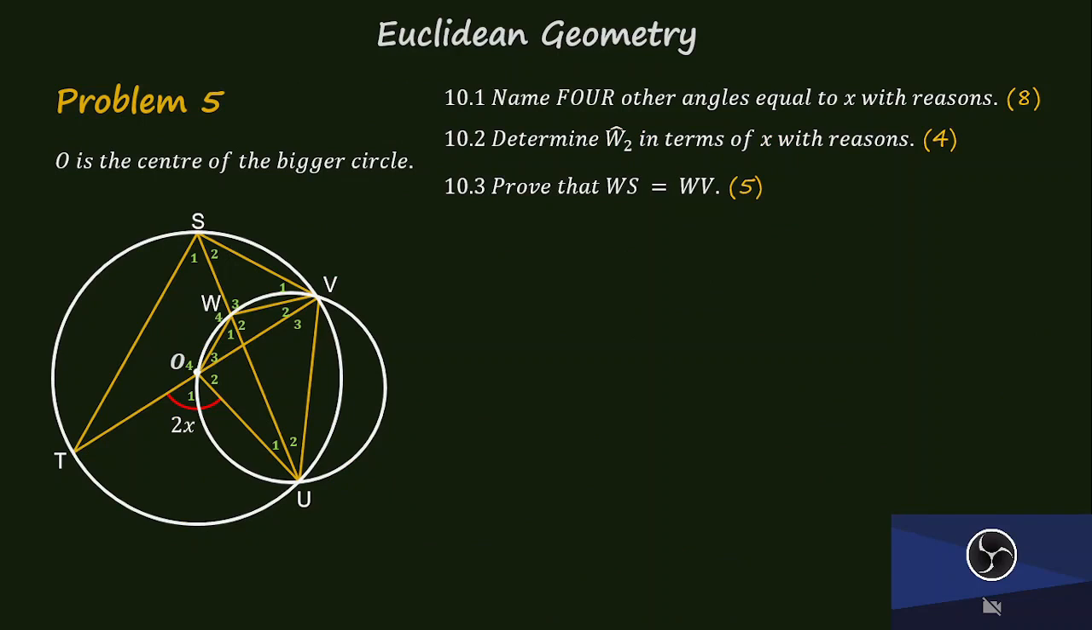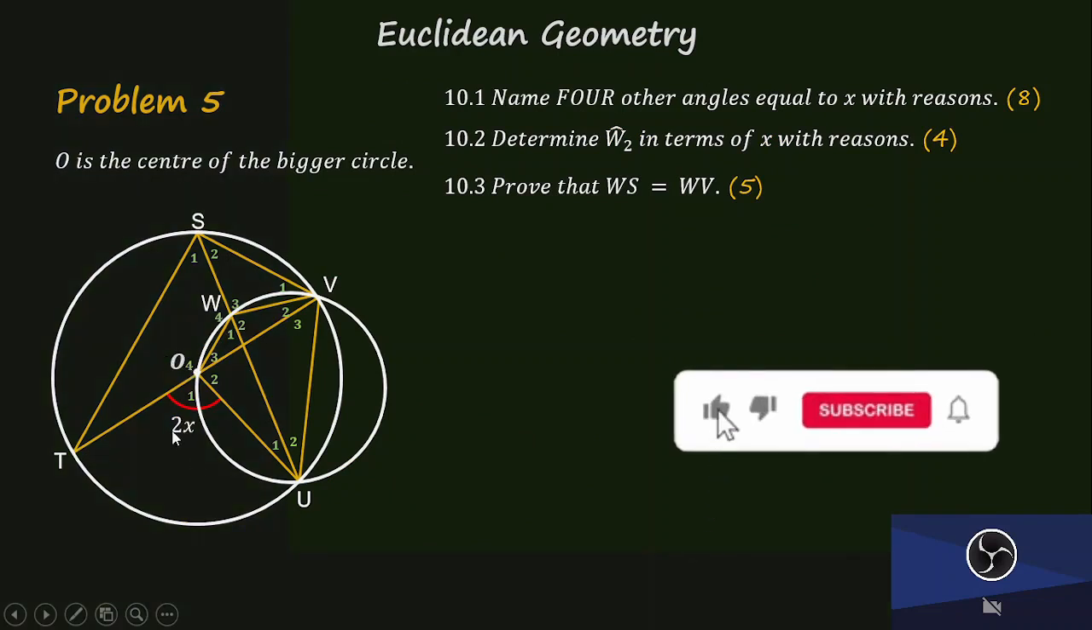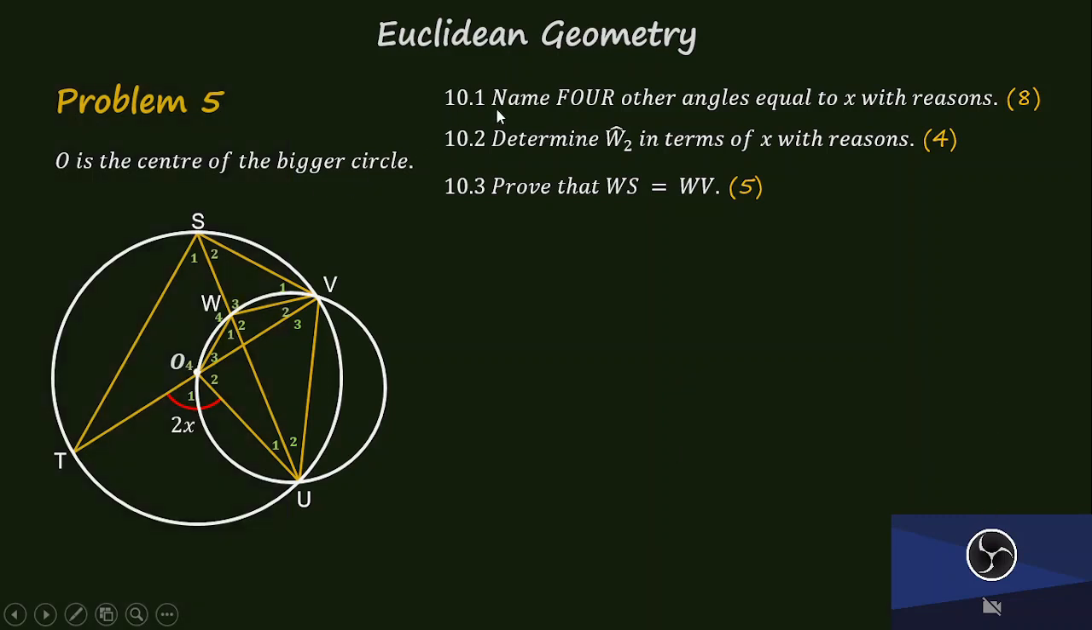In this problem, we are told that O is the center of the bigger circle. We are also given that O1 is 2x. And then the first problem says, find 4 other angles that are equal to x. Right? We need to find 4 angles that are equal to x. Now let's look at what we've been given.